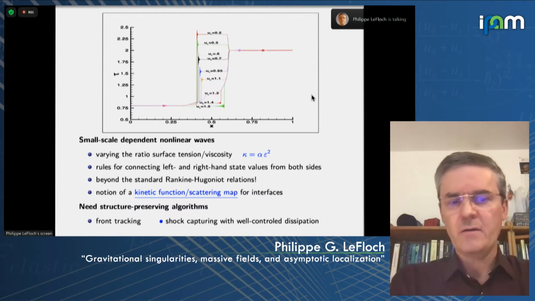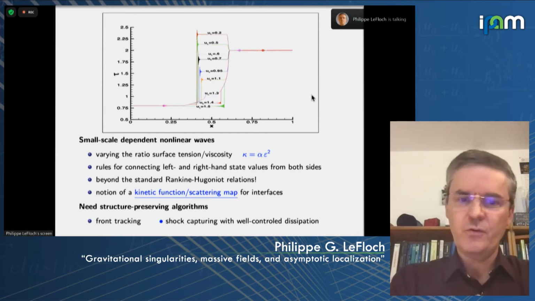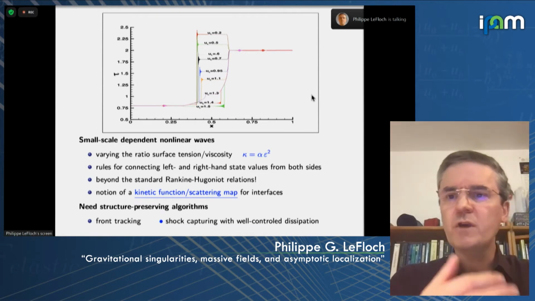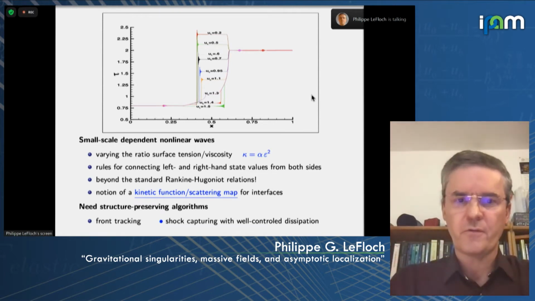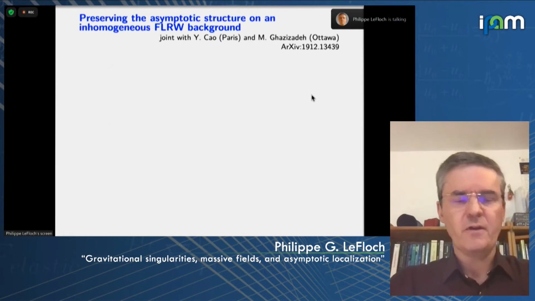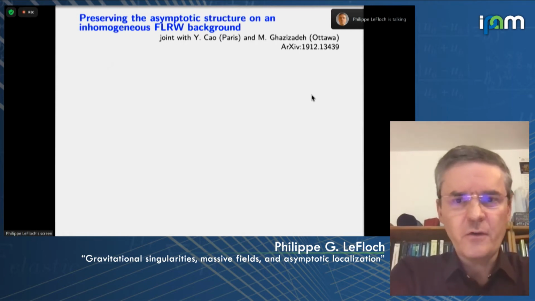Or you may use shock capturing, but if you do that, you have to be very careful about the dissipation, and you need it to be well controlled in some sense. So I'm not continuing in this direction here, because this is really just an overview.